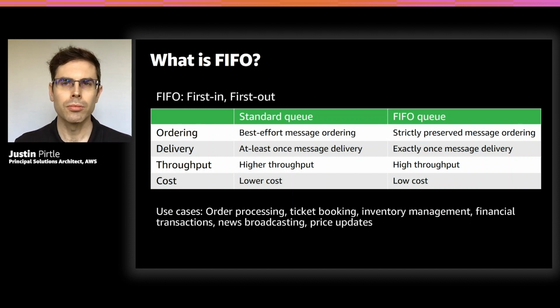With a FIFO queue, you have strictly preserved message ordering, and you have the ability to implement exactly once message delivery. Use cases where you'd want to use this would be things like order processing, ticket booking, inventory management, or financial trading. But why would you not always opt for a FIFO queue? Well, there is a trade-off in the throughput and at the cost level. There's a slight difference in the cost of both and the throughput, so you want to be mindful of that when choosing. But let's see how exactly this works.